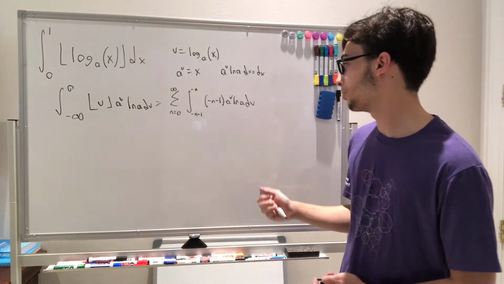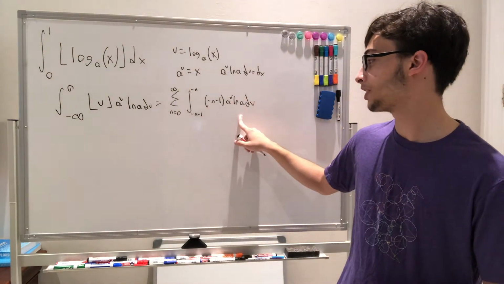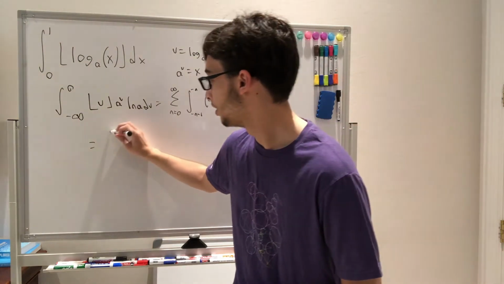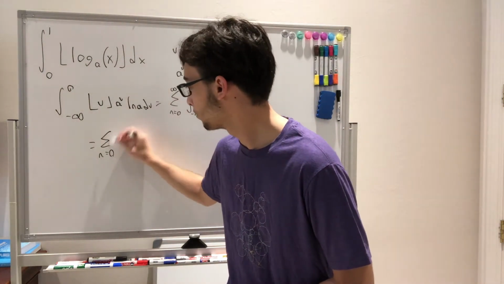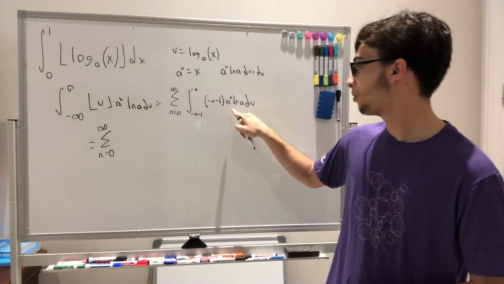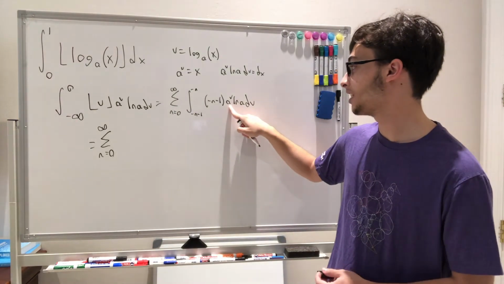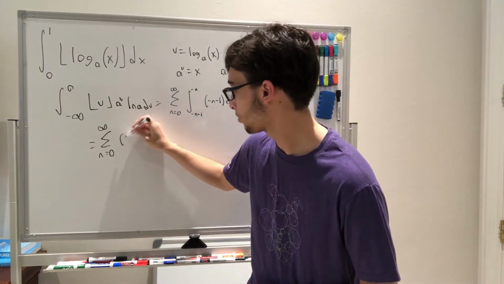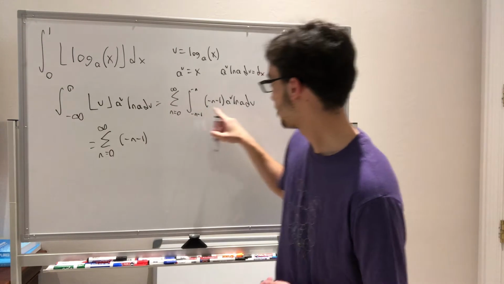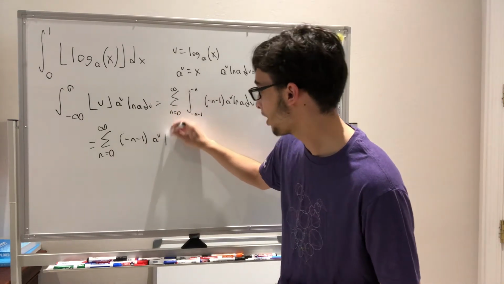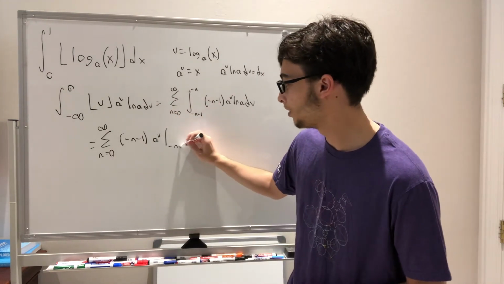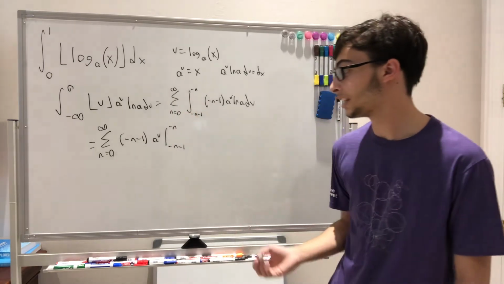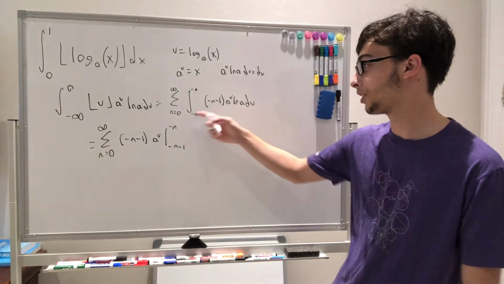So now what we need to do is integrate this with respect to u. And that's pretty simple because we have the sum from n equals 0 to infinity. Okay, now integrating this, which is going to bring us right back to a to the u. So we have negative n minus 1, bringing that to the front, times a to the u, evaluated from the bounds, negative n minus 1 to negative n. And there we go, our integral is completely gone. We dealt with the floor.